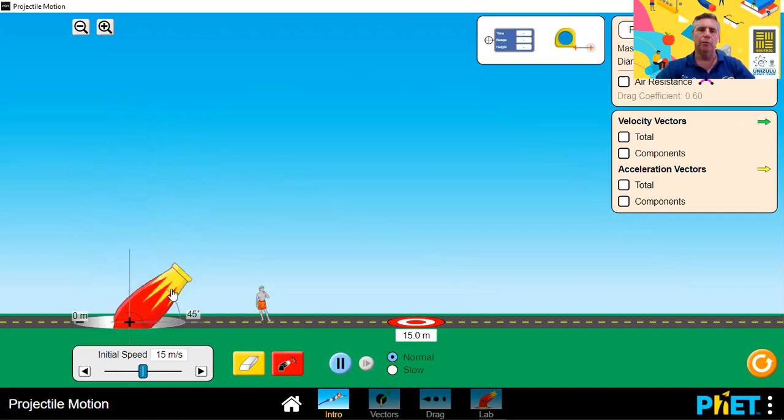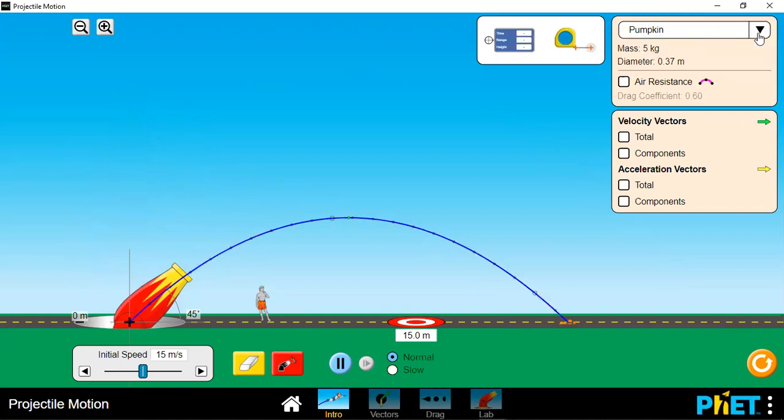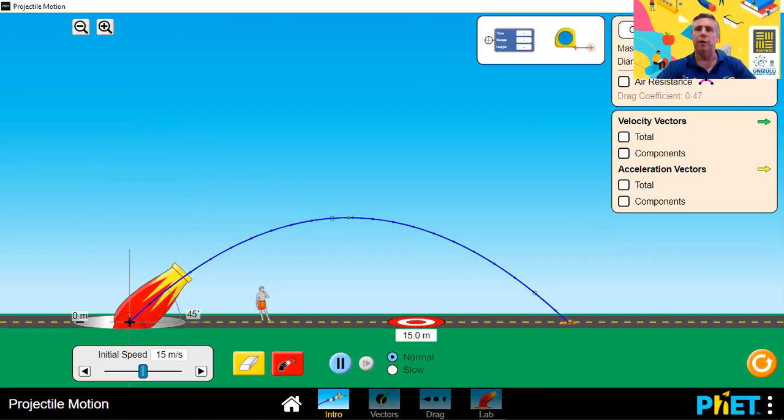And then we can look, for example, if we shoot an object at 45 degrees. Now you'll see also you can change the type of object which you have here. So at the moment it's a pumpkin, we can change it into a cannonball or a person or a piano. You can add air resistance, but you don't have this in matric, so I prefer to leave that out. And then you can add various different vectors, the velocity vectors or the acceleration vectors.